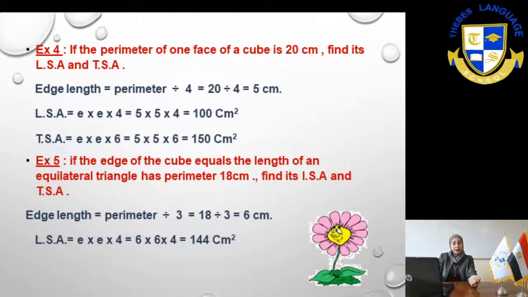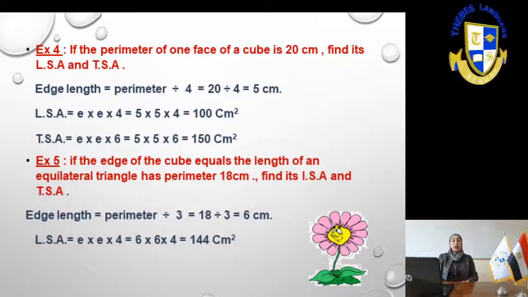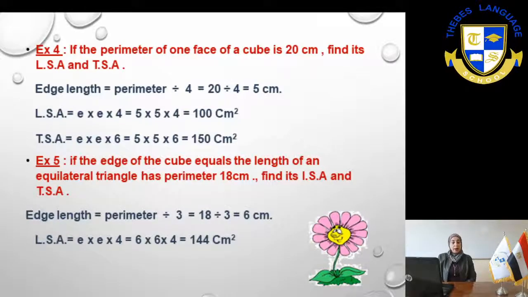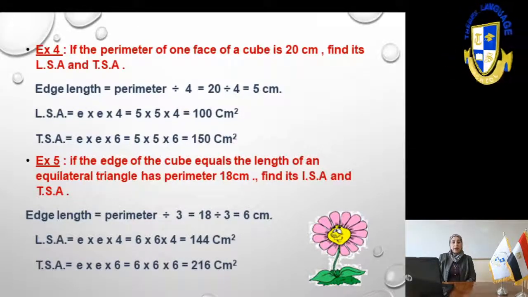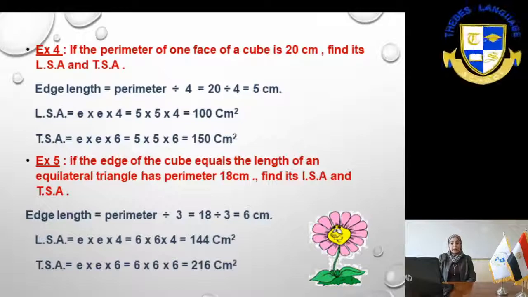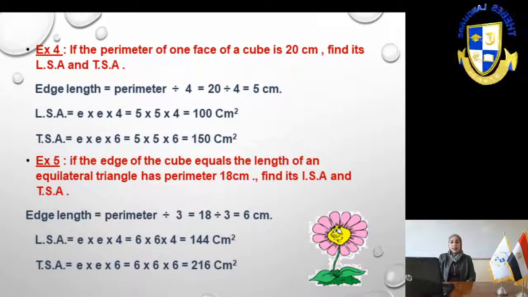Calculate now the lateral surface area. It will be edge times 4. 6 times 6 times 4 equals 144 centimeters squared. Total surface area equals edge times 6 equals 6 times 6 times 6 equals 216 centimeters squared.